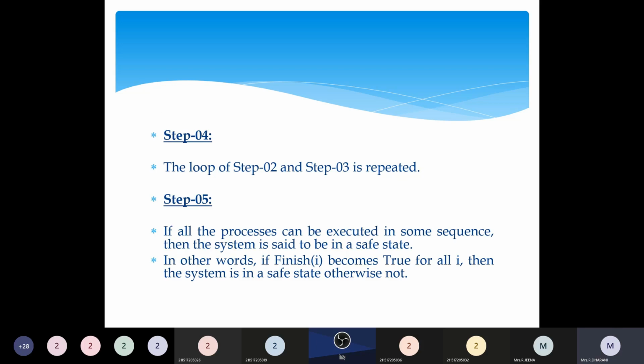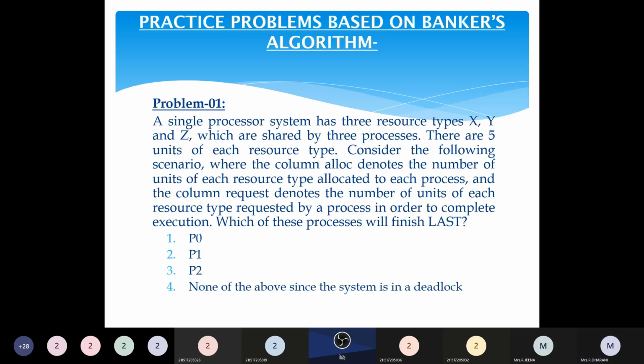The next step is, the loop will be continued for all the processes. It will be repeated for all the processes, and if all the processes are set to true, then it comes to step 5. If all the processes can be executed in some sequence, then the system is said to be in a safe state. If everything has been finished in some order, it is not necessary that it follows the process order, it can be in a different order. So in other words, if finish of I becomes true for all I, then the system is in a safe state, otherwise not. If any one of the processes is still in false condition, then the system is not in a safe state.